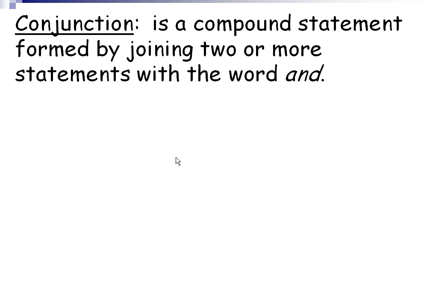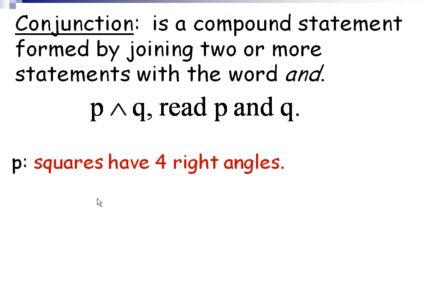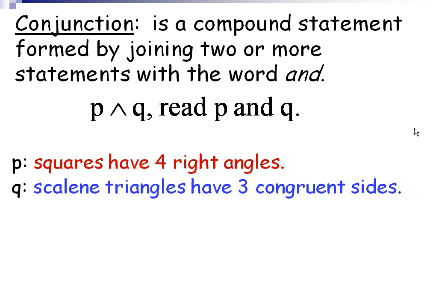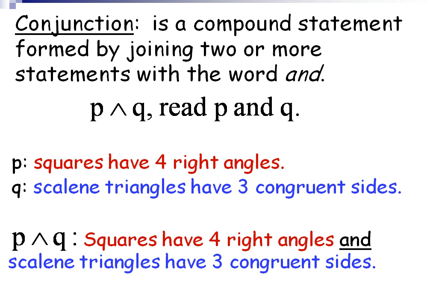Conjunction. A conjunction is a compound statement formed by joining two or more statements with the word and. So if you see the word and, think conjunction. P and Q, this is how it's read. It looks like the beginnings of a capital A. It's more of a large caret symbol, but it is the symbol for conjunction, meaning the word and. Let's say, for example, statement P, squares have 4 right angles, and statement Q, scalene triangles have 3 congruent sides. If I put that together as a conjunction: squares have 4 right angles and scalene triangles have 3 congruent sides.